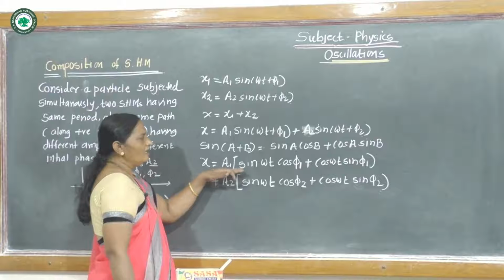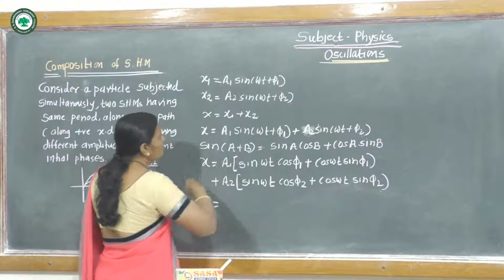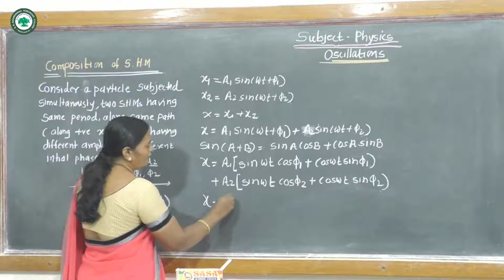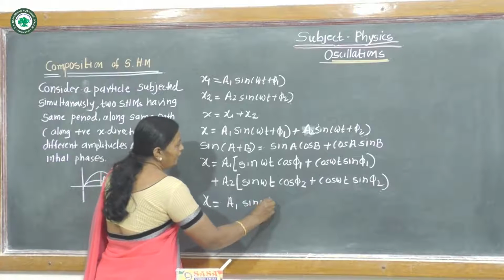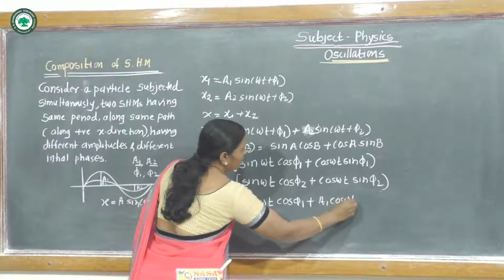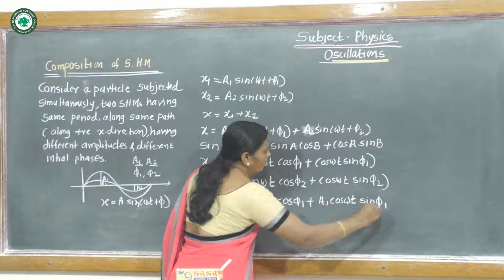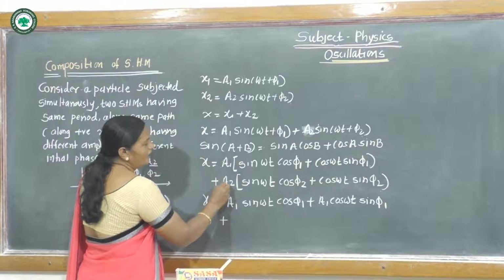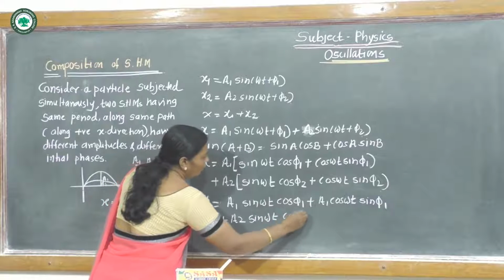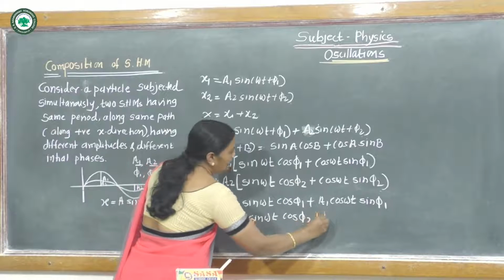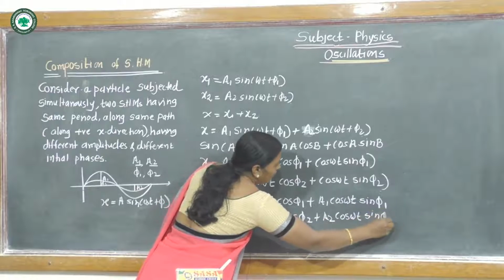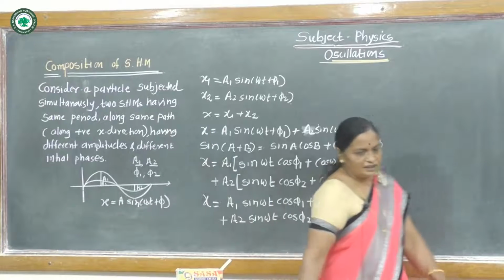Then multiply by a in the bracket. We get x, the resultant displacement of this combination, is equal to a1 sin omega t cos phi 1 plus a1 cos omega t sin phi 1 plus a2 sin omega t cos phi 2 plus a2 cos omega t sin phi 2. Then we rearrange the equation.